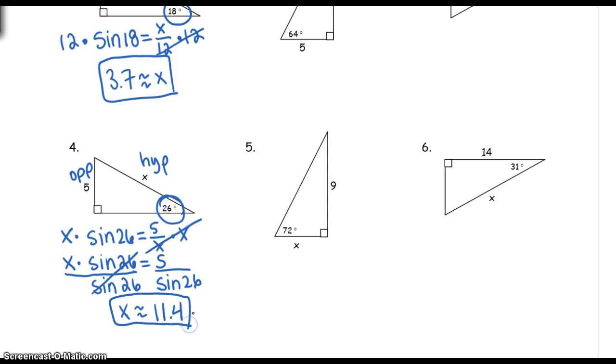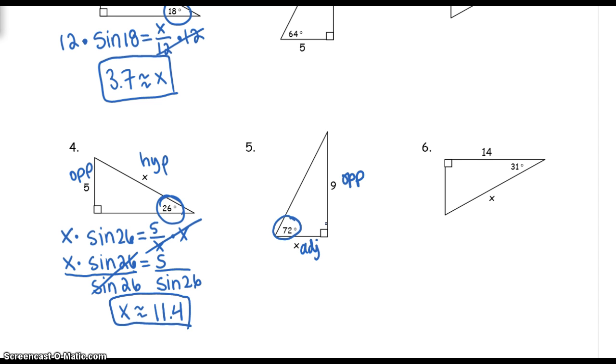Let's do a problem like this again. Let's look at number 5. So circle the angle that they gave you, which is 72, and label your triangle. Well, we know the opposite here is 9. We don't know the hypotenuse, so we will not label it, but we do have an x here for our adjacent. What deals with opposite and adjacent?